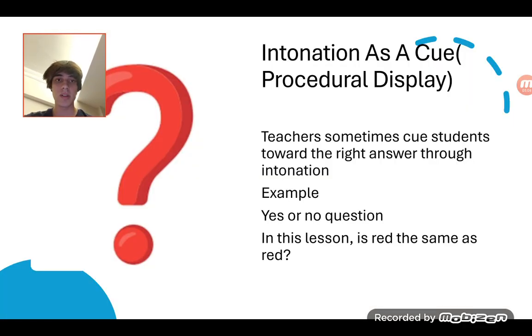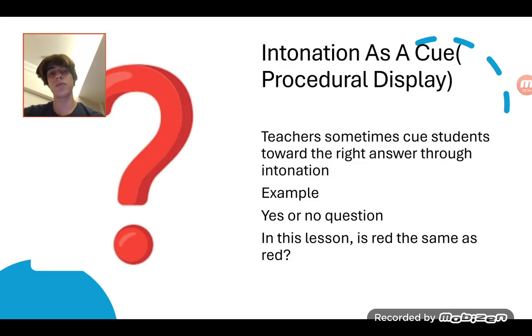So intonation as a cue, also known as procedural display. Teachers sometimes cue students to the right answer through intonation. An example for this is a yes or no type of question. I'm going to ask this question in two different ways, and you can hear the difference when I'm posing it. The first one is, in this lesson, is red the same as red?